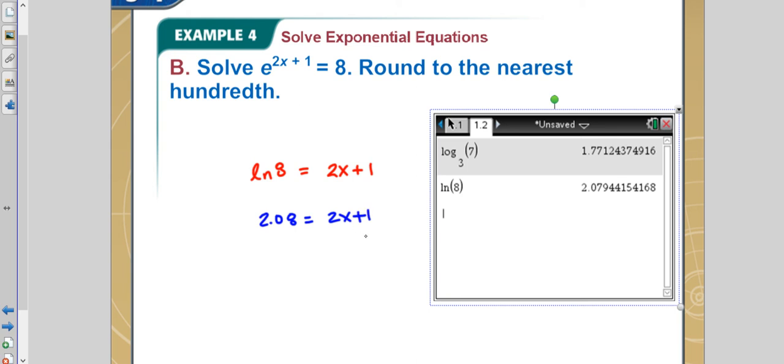We solve this by first subtracting 1 from both sides. So now I know that 1.08 equals 2x. And now, last step, we divide by 2, and we're going to get 0.54. So we would have that x equals 0.54 for our answer.